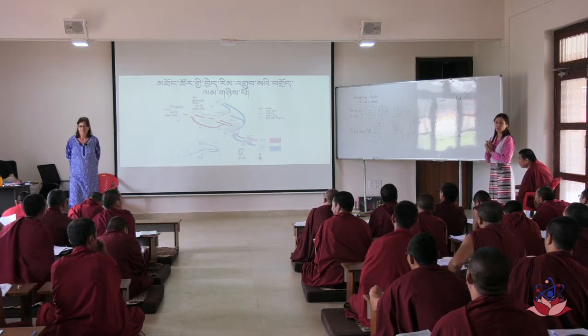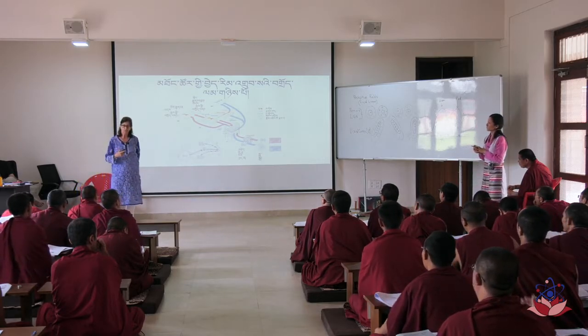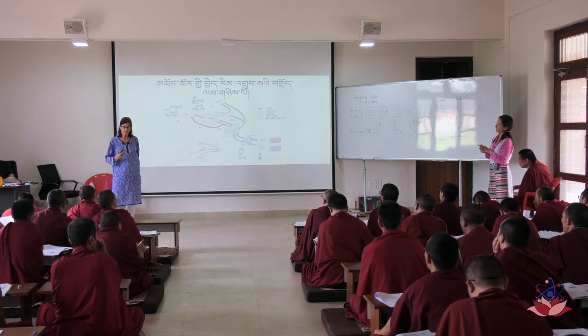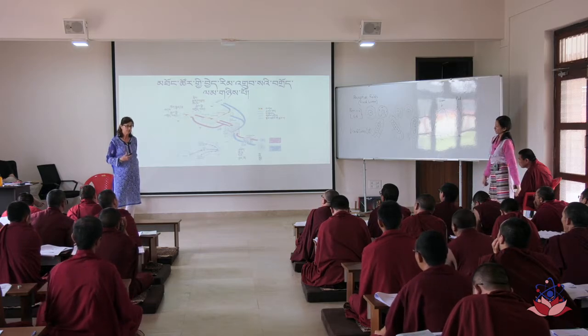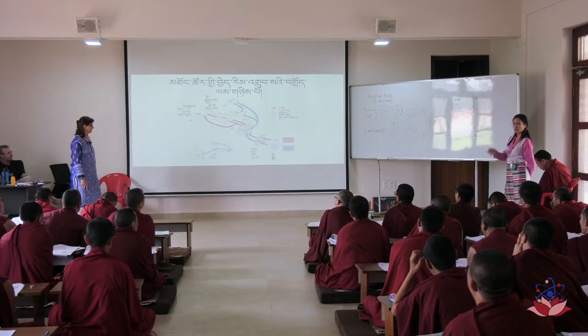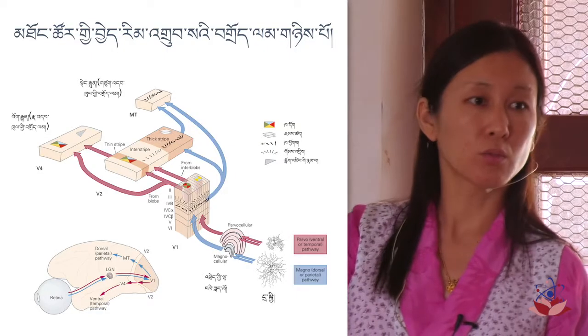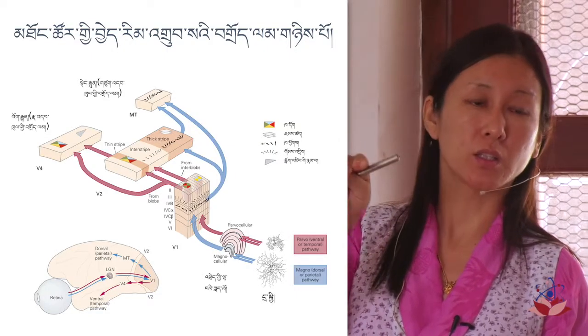And in fact, even though we perceive the world as one, we have multiple pathways for analyzing visual information. And I've been talking to you today about the retinocollicular pathway, the retinopretectal pathway, and the retinogeniculocortical pathway.